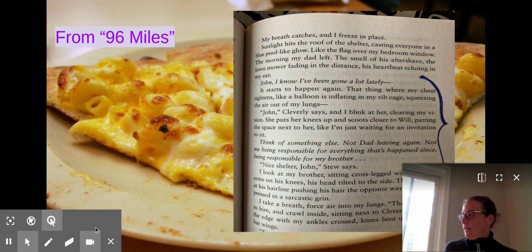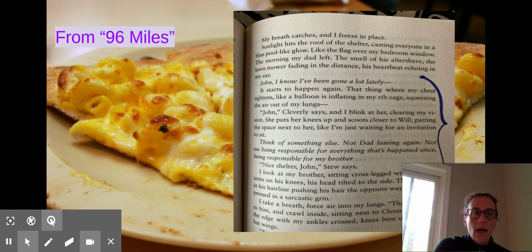So this is from page 69. So this is John sort of talking to himself. This is the italicized, that slanty writing, right, is his sort of inner monologue, right? And it's not good. It's not healthy. He's really hard on himself. So John, I know I've been gone a lot lately. So that's the dad talking to John.